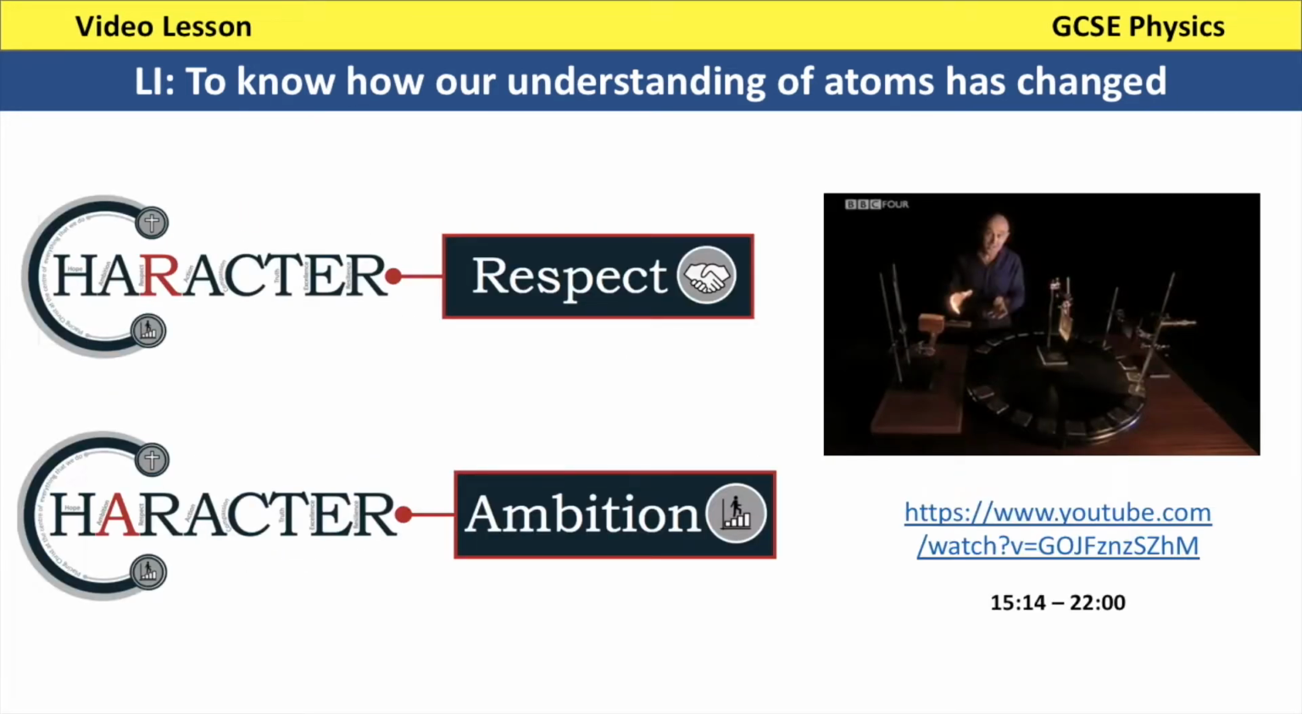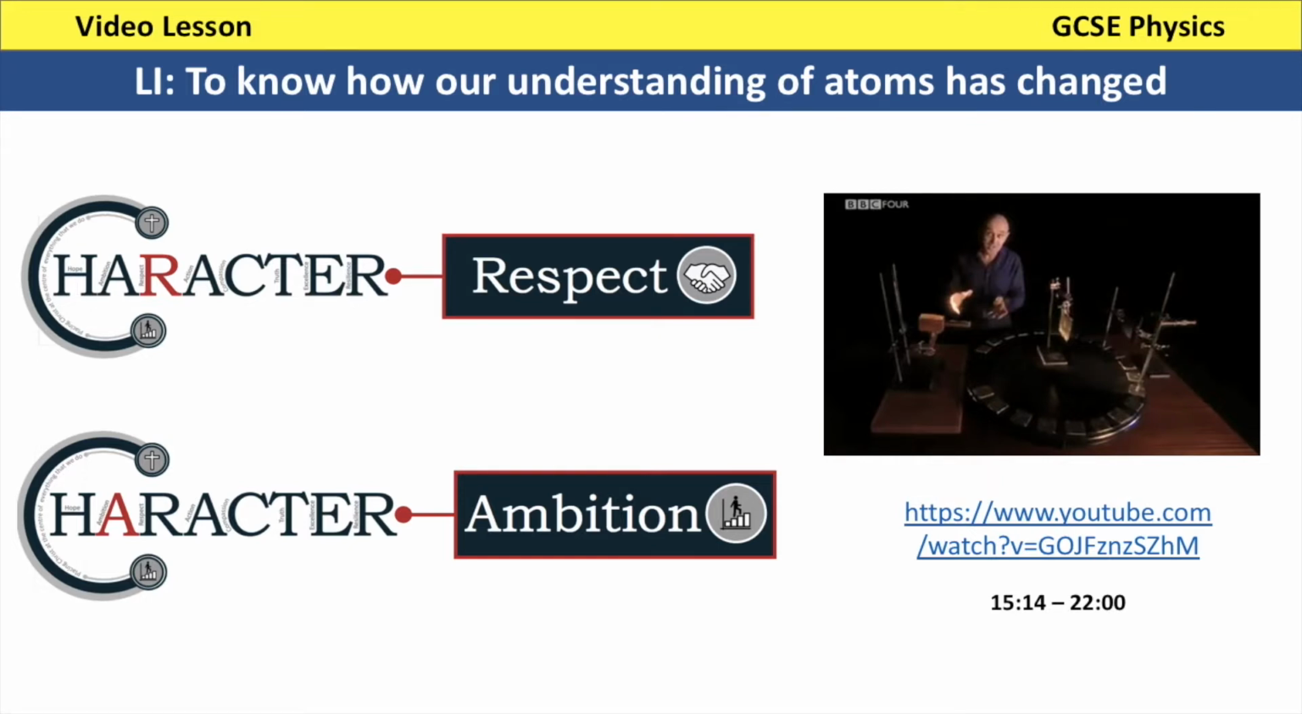We're now going to watch a video that is going to explain how Rutherford came up with his nuclear model of the atom. This video shows how Rutherford worked with two PhD students, Geiger and Marsden, and this links very well to our curriculum for life because it shows respect, which is one of our character virtues, and it also shows ambition, a second one of our character virtues.